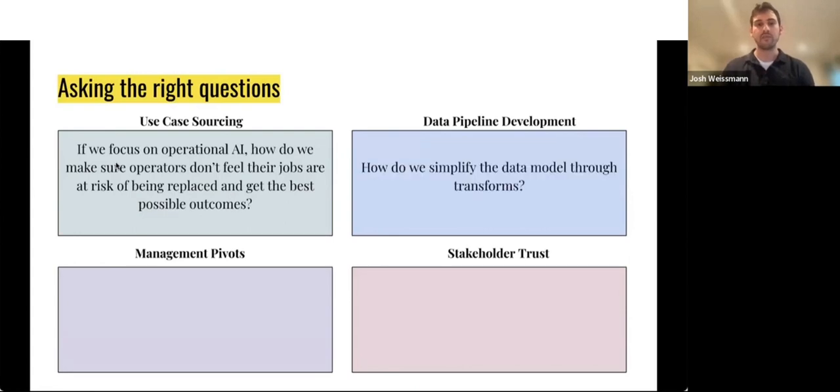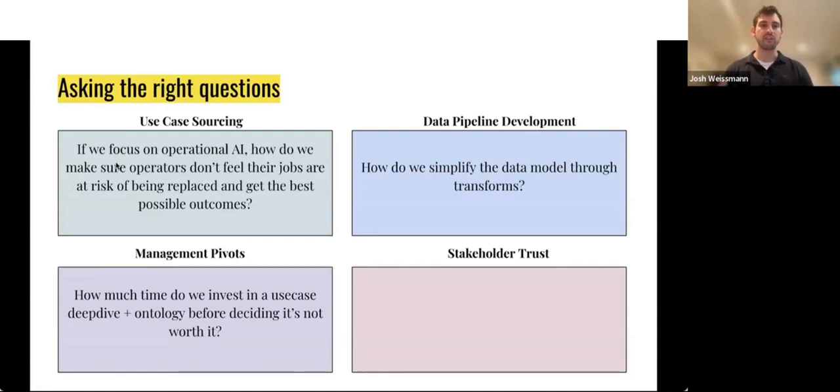On the data pipeline side, how do we simplify the data model through transforms? How do we have better hygiene and foresight? How do we embed the data model with business logic instead of having different tables for different things? Put everything in the right place. How do we simplify the data model as a result of better thinking beforehand?